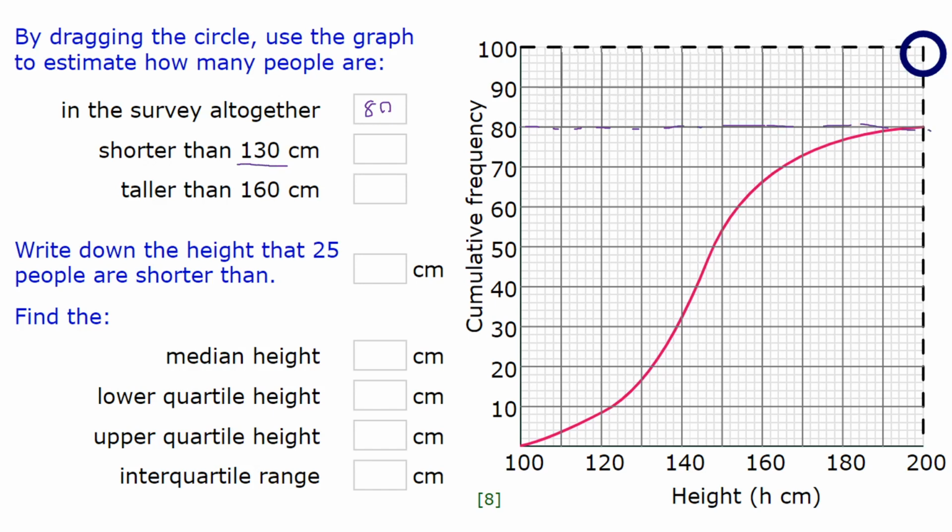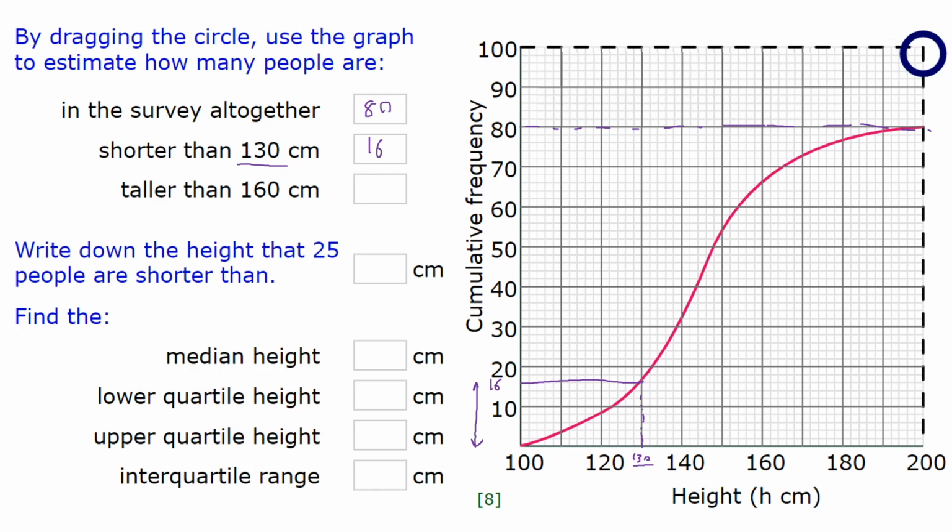How many people are shorter than 130? Let's go to 130, which is here. We can see that the amount of people at 130 is 16. So all of these people here have to be shorter than 130. So the answer is 16.